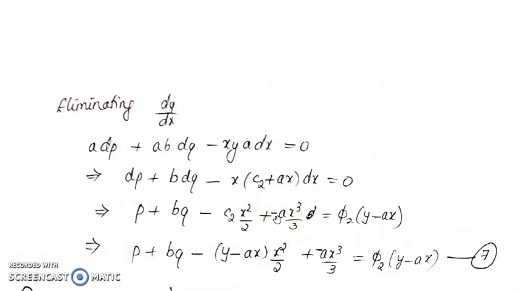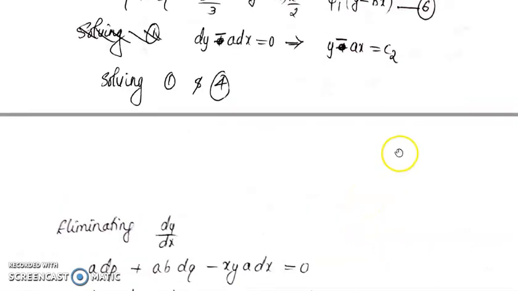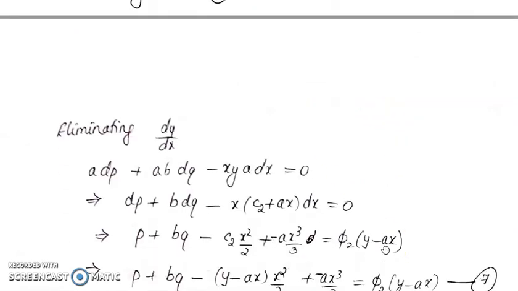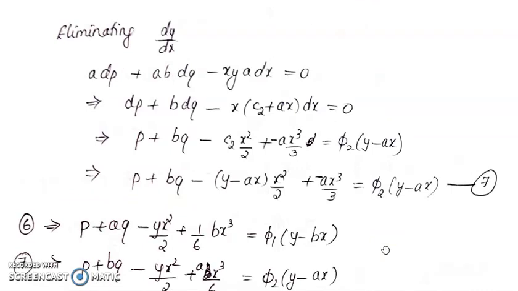The arbitrary constant will be a function of y minus ax, so you will get phi 2 of y minus ax. So we have got equations 6 and 7. Now, from equations 6 and 7, you have to find the values of p and q.